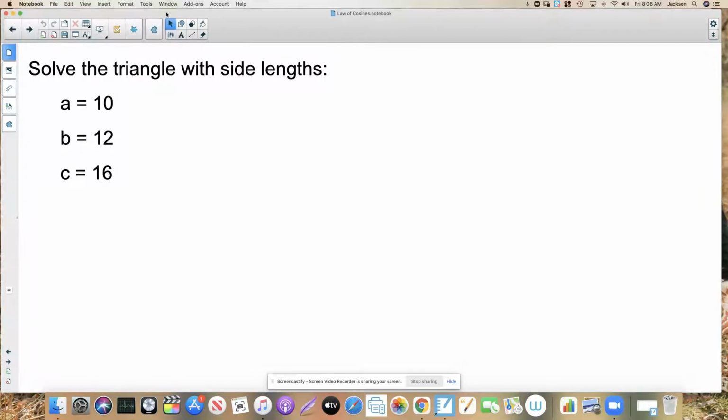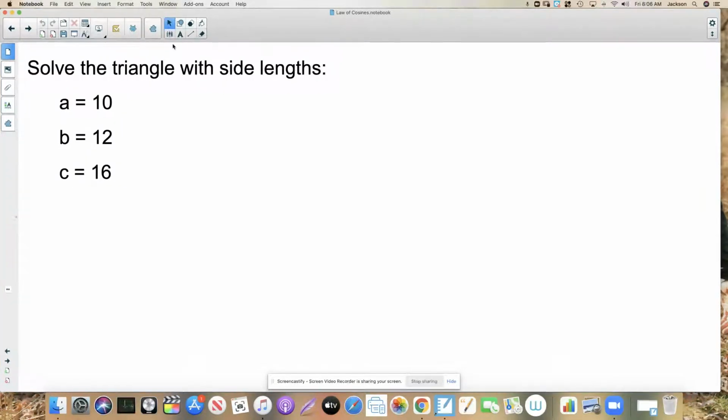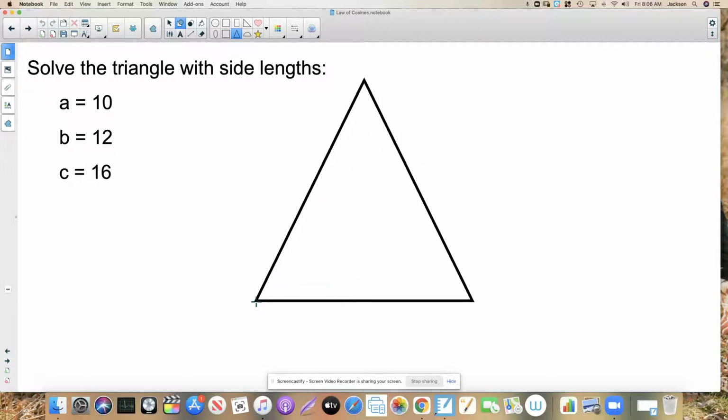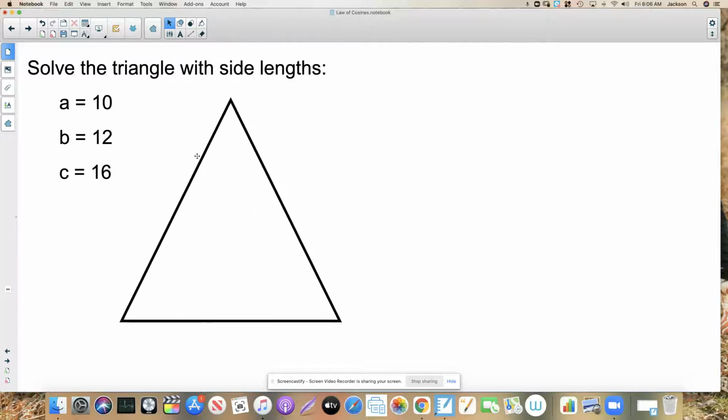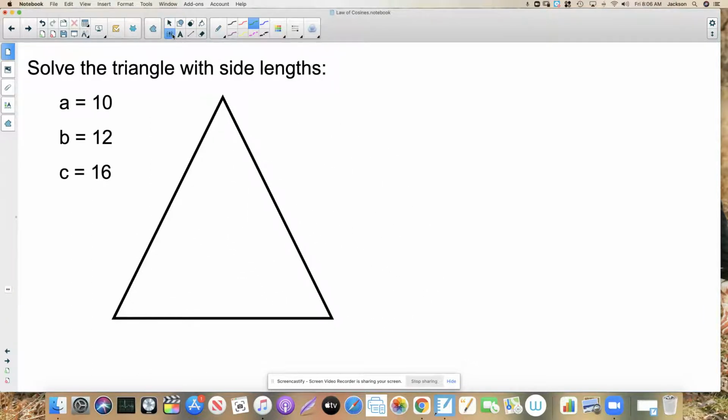Okay, let's look at a scenario with a triangle where we know all three side lengths and we have to solve this triangle. Keep in mind that solving a triangle, and this is not drawn to scale here, means finding all of its sides and all of its angles. So we can label this any way we want.